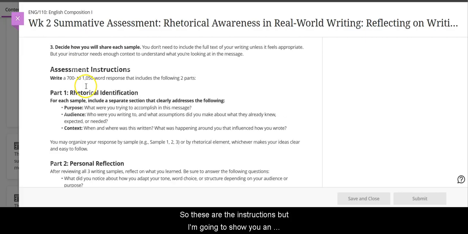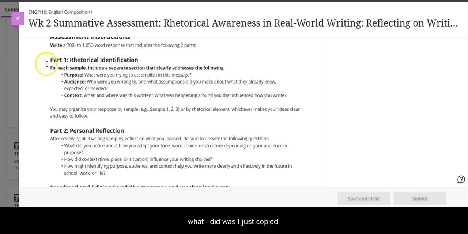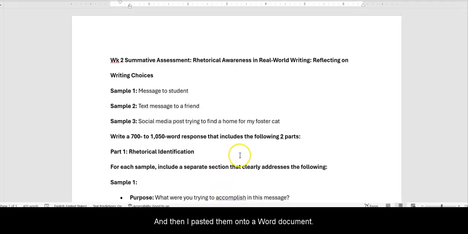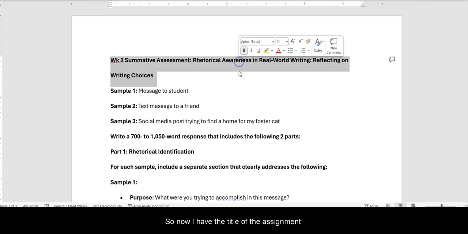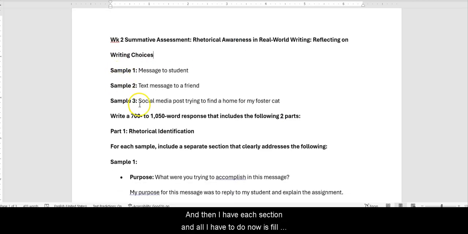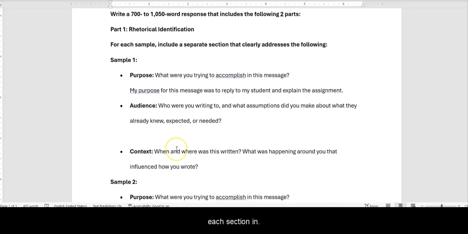So these are the instructions, but I'm going to show you an easy way to do this and organize your answers. And what I did was I just copied the instructions and then I pasted them onto a Word document. So now I have the title of the assignment, and then I have each section, and all I have to do now is fill each section in.